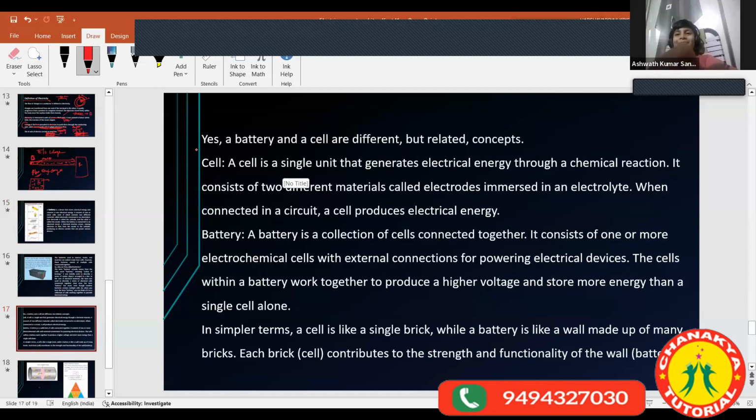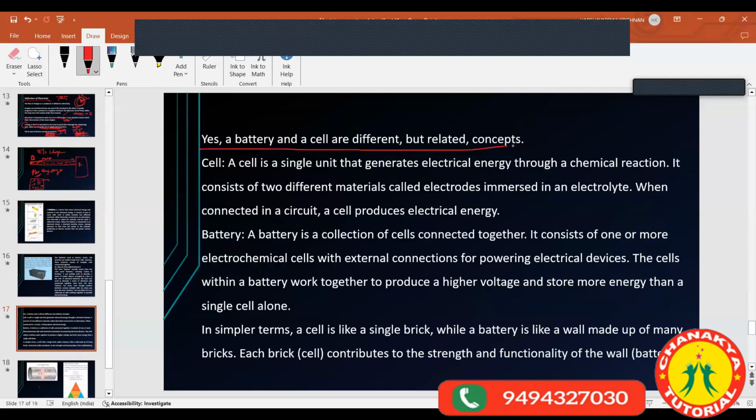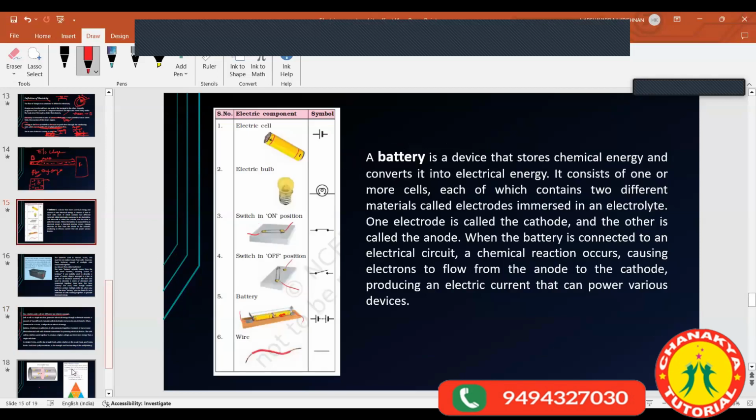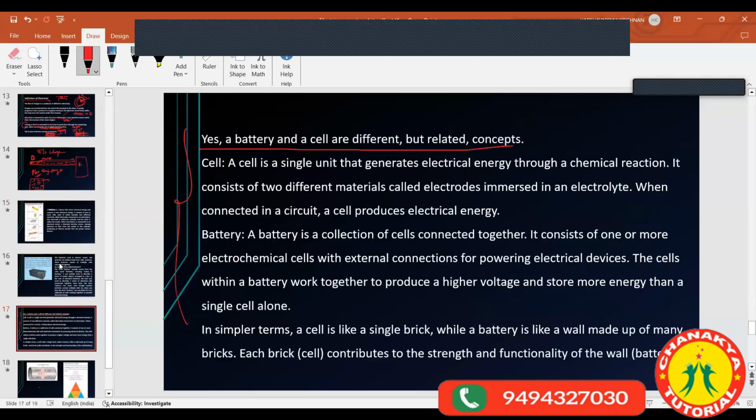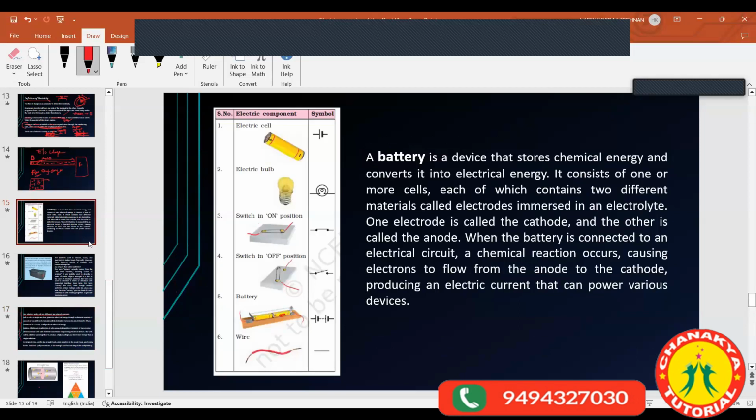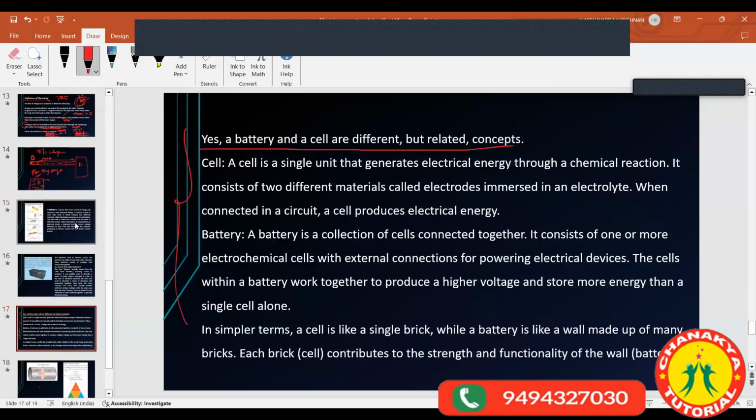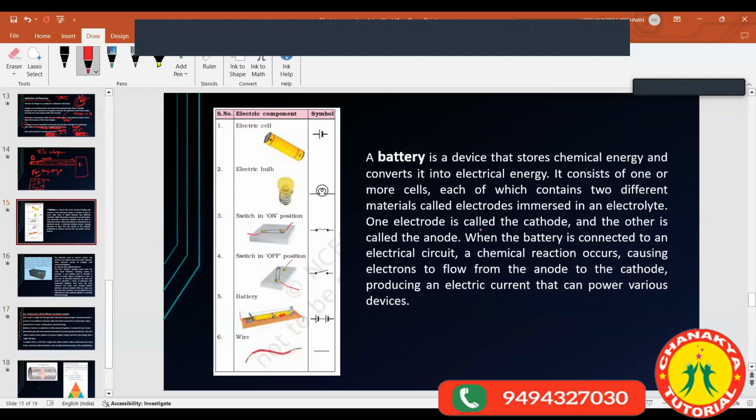See this slide. A battery and a cell are different but related concepts. If I teach you this, you will get clear. Not a problem. That's why I especially made this slide, because when I was your age, I used to get confused a lot. So I studied and I made this PPT. First learn what is battery, then what is cell, and then the difference between them.